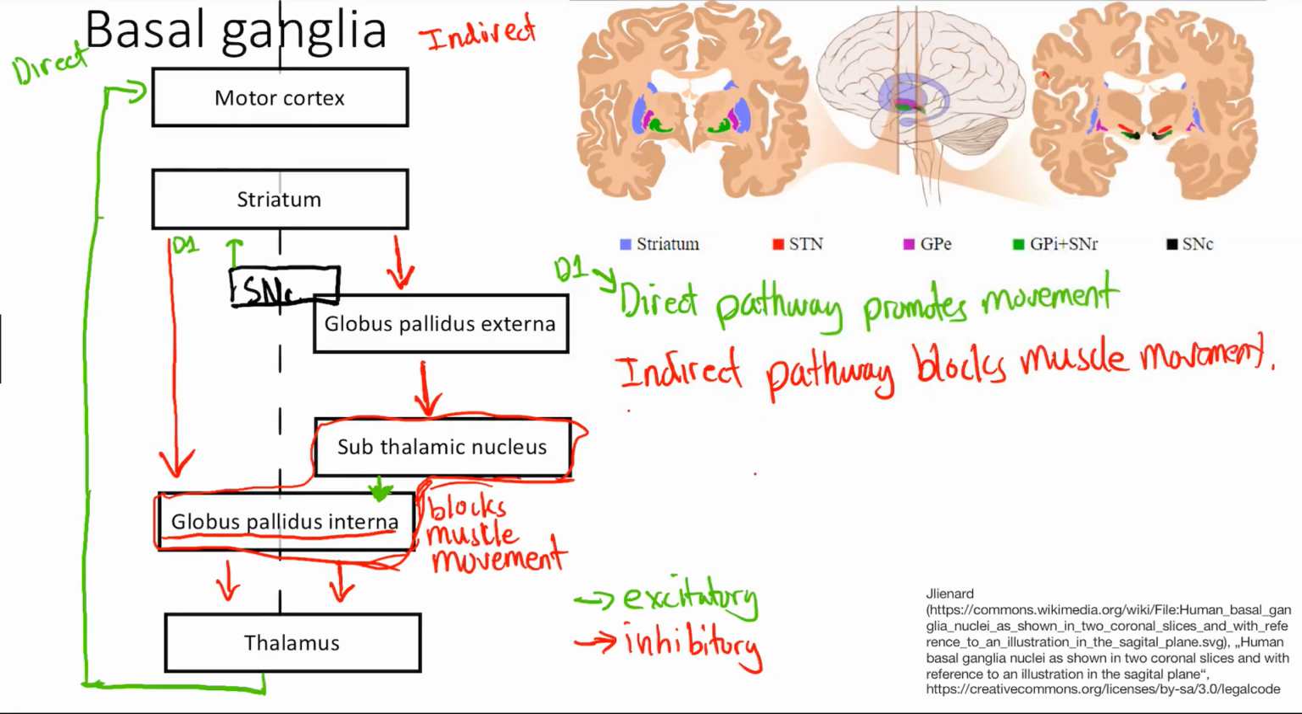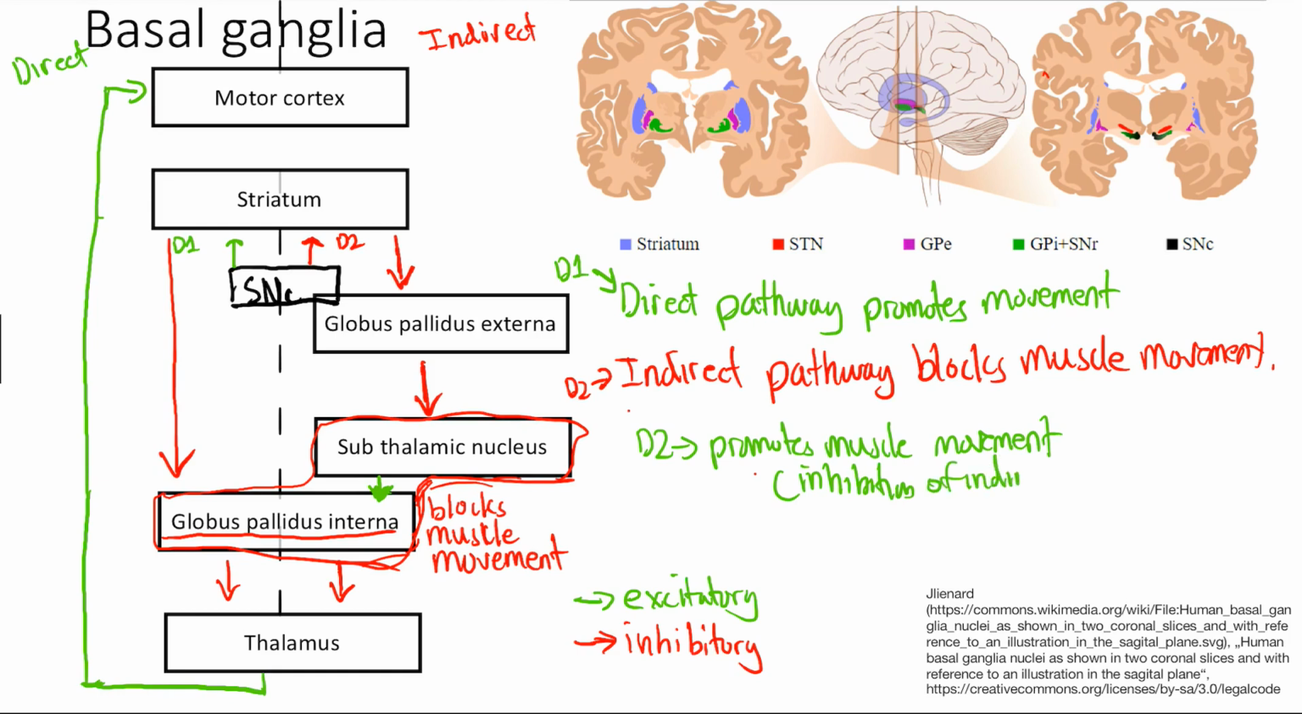So that's good. On the indirect pathway, it's still dopamine, but there's D2 receptors now. So dopamine on the D2 receptors has an inhibitory effect. So D2 receptors block the indirect pathway. So you actually block the inhibition. So you actually end up leading to D2 also promoting muscle movement, and it does this through inhibition of the indirect pathway.